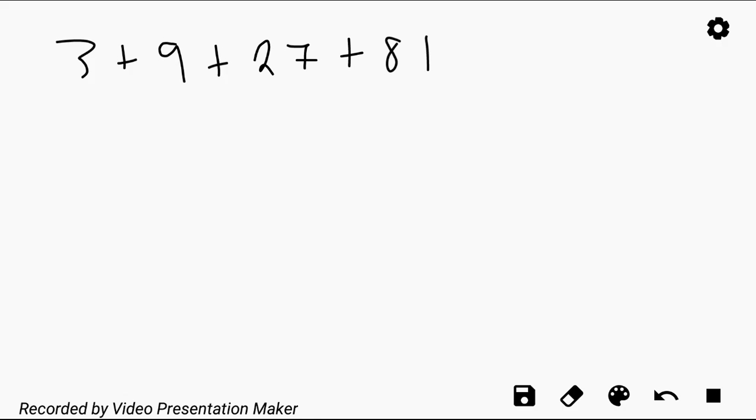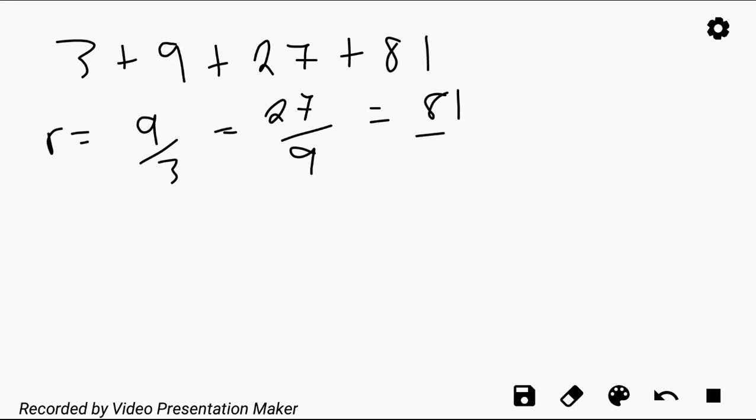To prove it is geometric, my common ratio should be the same. So my 9 over 3 should be equal to my 27 over 9, which should be equal to my 81 over 27, which is equal because everything is giving me 3. So therefore it is a geometric progression. What next do I have to do after knowing that? I can come up with the formula for finding the nth term.